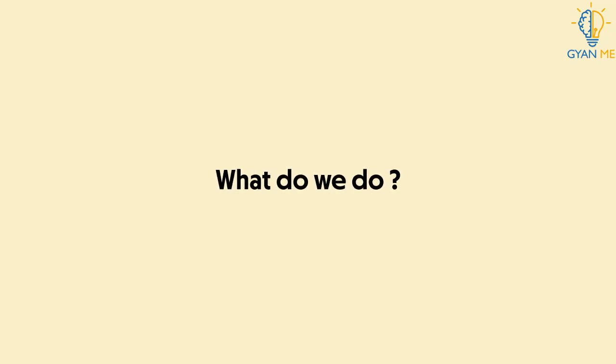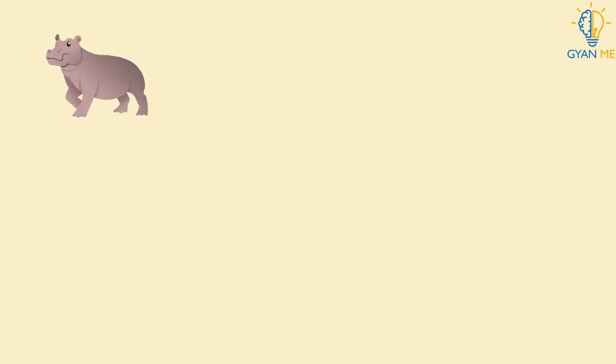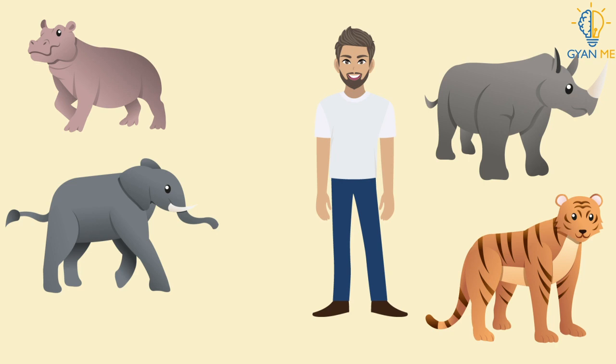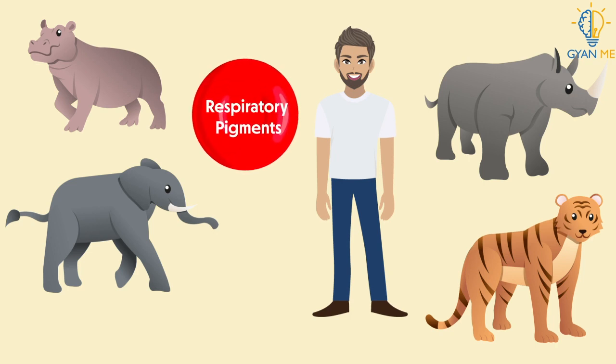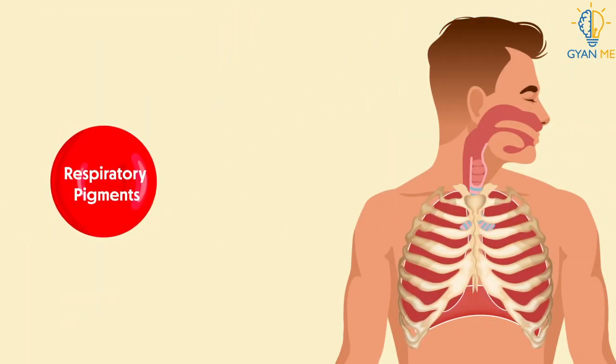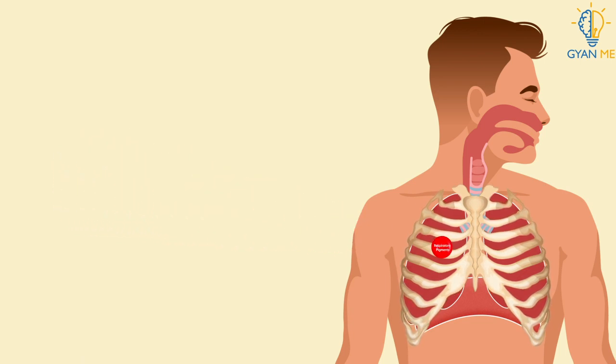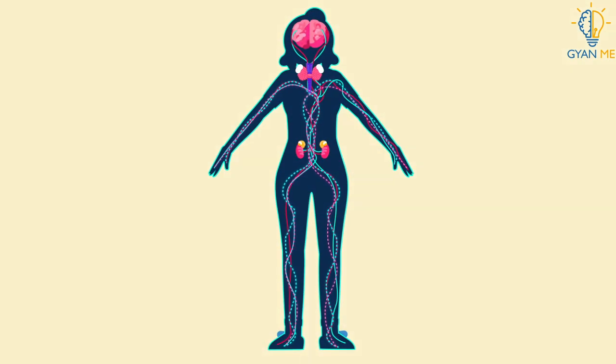So then what do we do? But we need not worry about it. To solve this problem, complex animals are provided with respiratory pigments. These respiratory pigments take up oxygen from the air inside the lungs while it enters the blood and carry it to all the tissues which are deficient in oxygen.